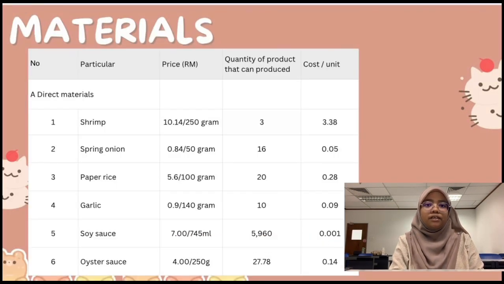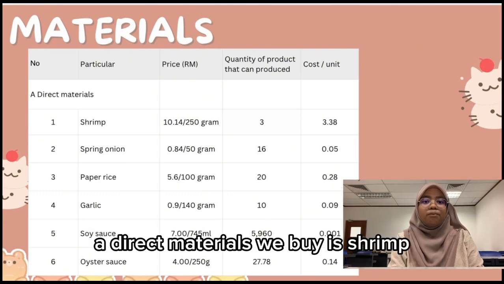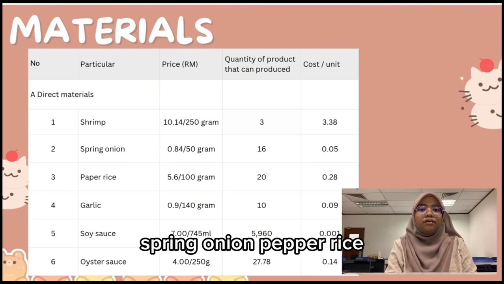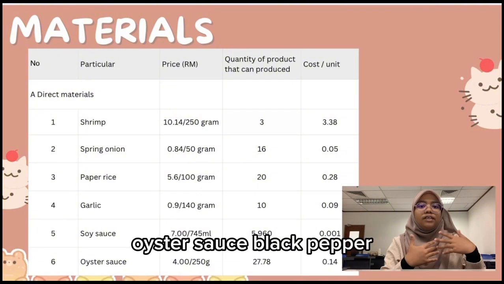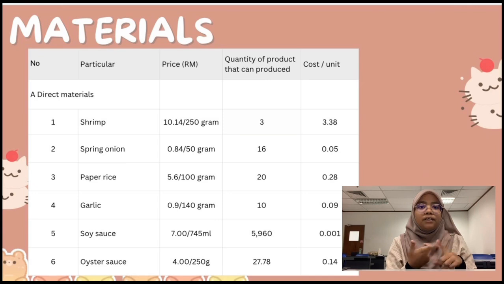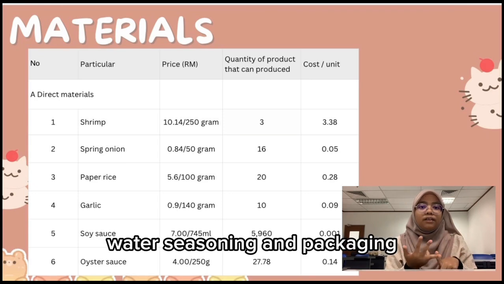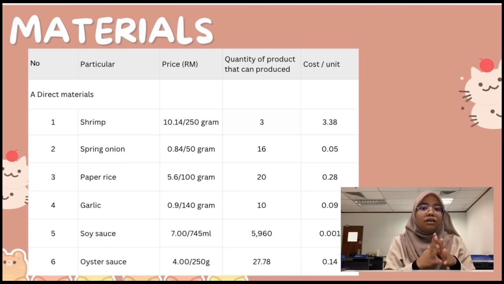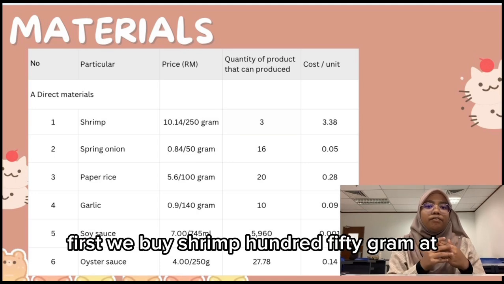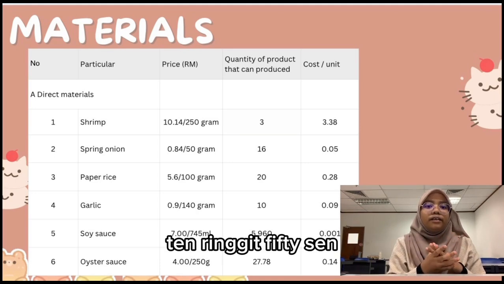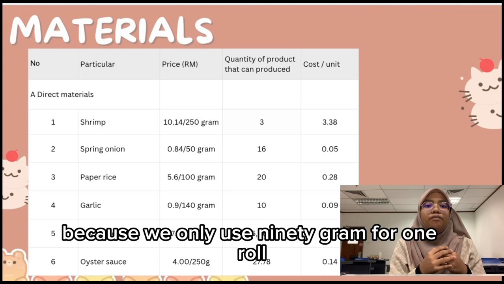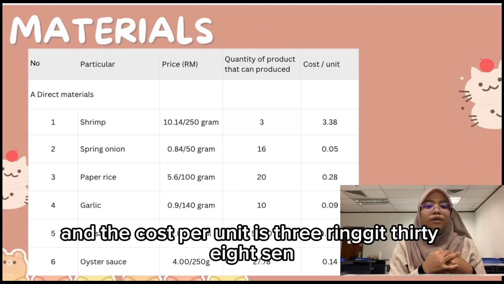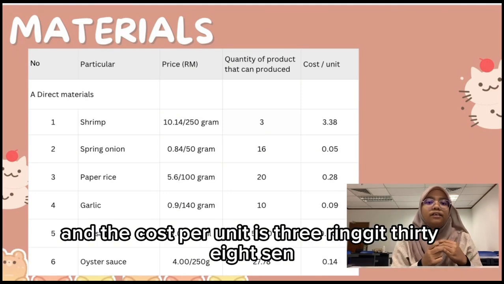For the materials, the direct materials we buy are shrimp, spring onion, pepper rice, garlic, soy sauce, oyster sauce, black pepper, sesame oil, water, seasoning and packaging. First, we buy shrimp 150 grams at 10 ringgit 50 cents. So we can produce 3 rolls because we only use 90 grams for 1 roll. And the cost per unit is 3 ringgit 38 cents.